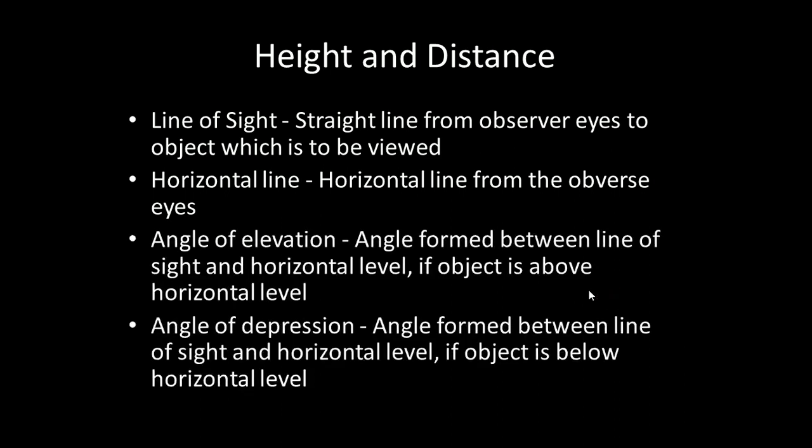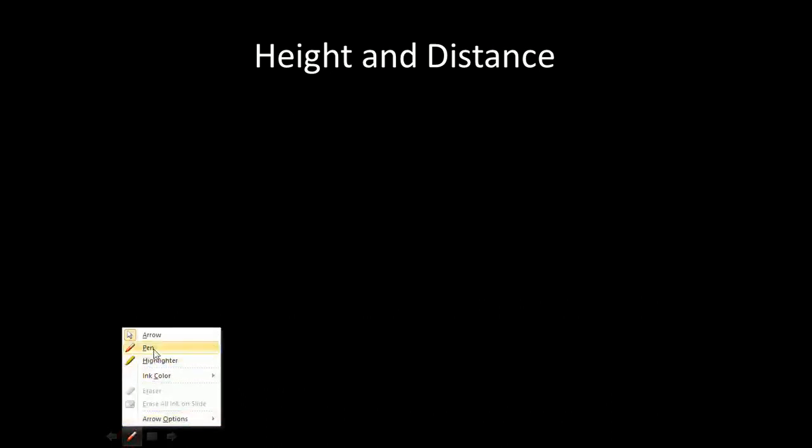Another point is the angle of elevation and angle of depression. The angle of elevation is the angle formed between the line of sight and the horizontal line if the object is above the horizontal line. The angle of depression is the angle formed between the line of sight and the horizontal line if the object is below the horizontal line. Let's see with the help of a diagram.